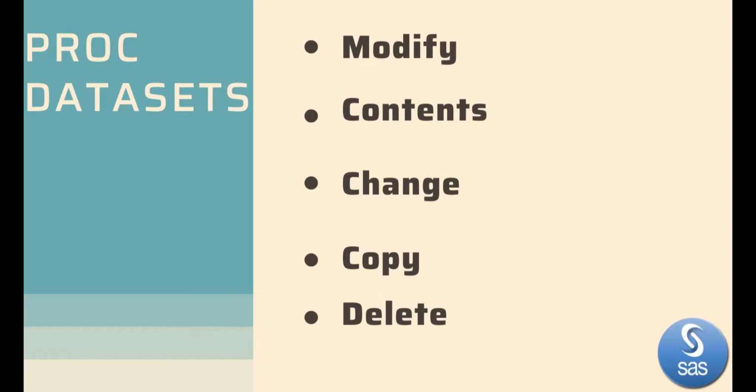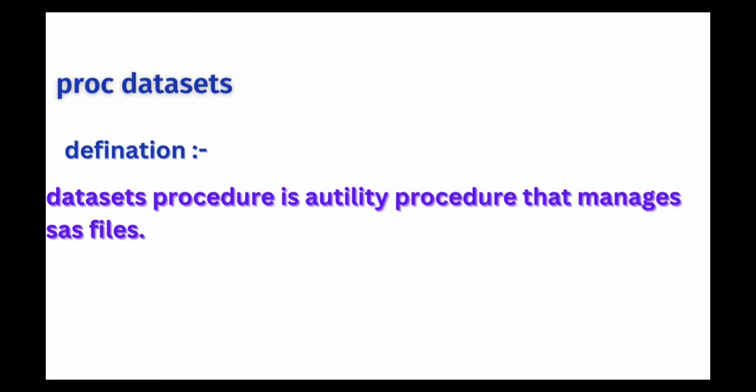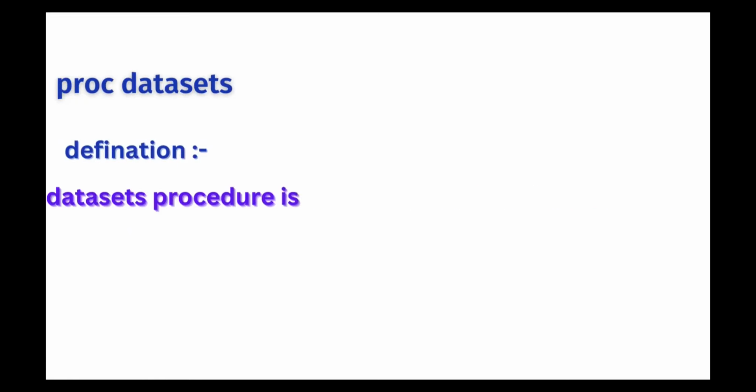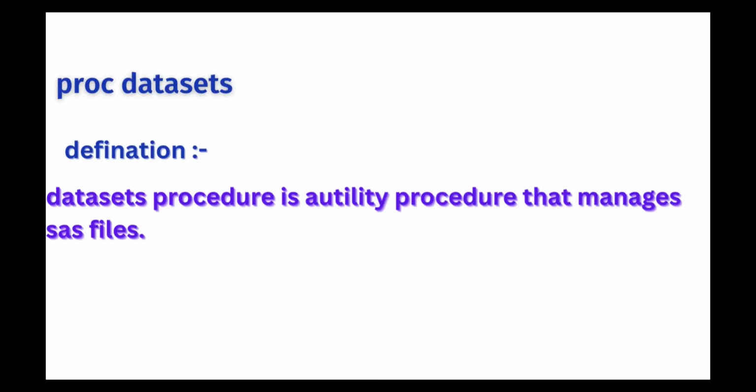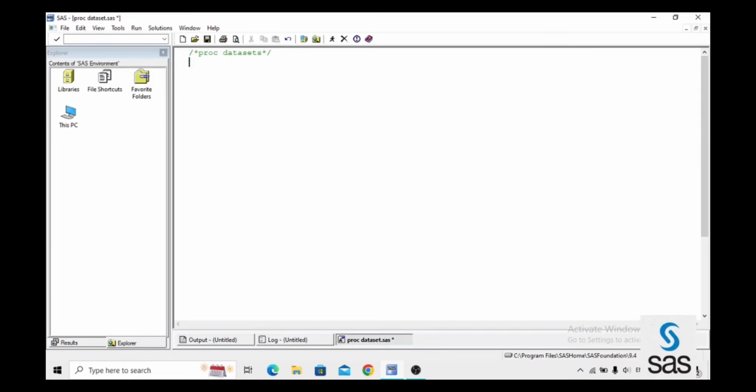Sixth one, Proc Datasets. The definition is: the datasets procedure is a utility procedure that manages your SAS files. It means we can make some changes in a dataset by using proc datasets. First, we can modify the data. It means we can add labels, we can rename the data, and we can give some other formats to the variables. Then how will it be? Proc datasets, name it the dataset mod, set sashelp.class, date equals 14Feb2022d, and the format is YYMMDD10.